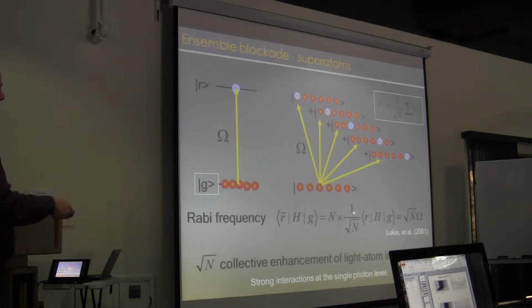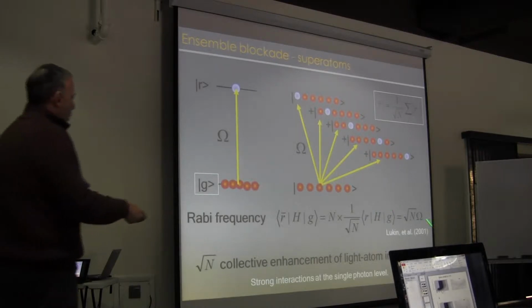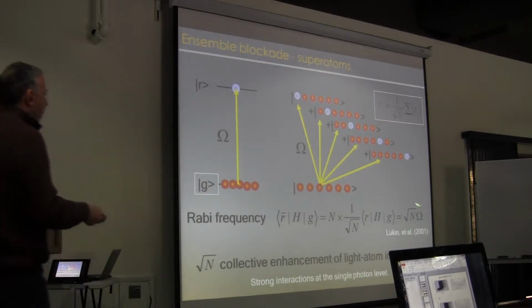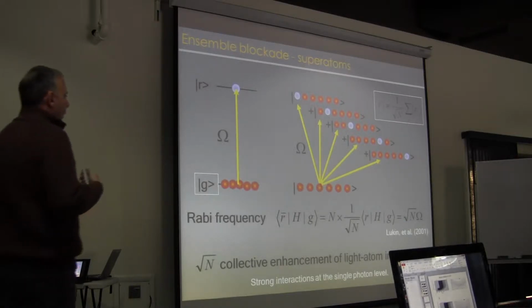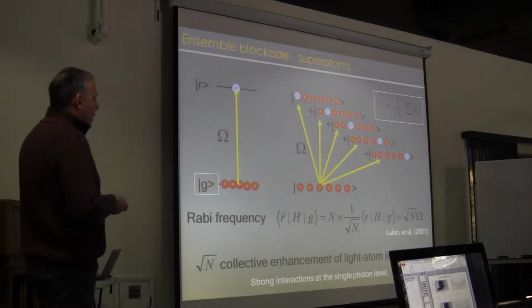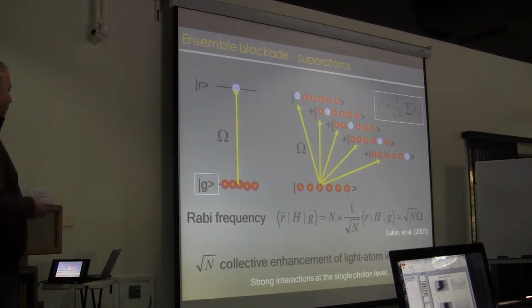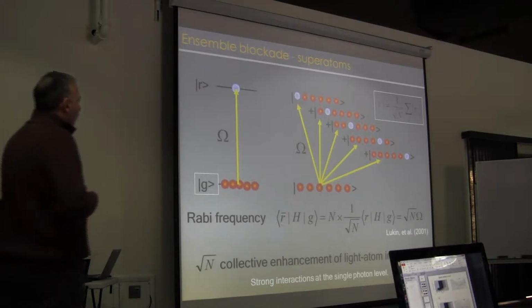We have to take this factor and multiply by n, and I get this root n speedup, as was pointed out in this very well-known work from Lukin and others in 2001. So the light-atom coupling is enhanced by a factor of the square root of the number of atoms. It's a collective enhancement of the light-atom interaction. And as we'll hear more about this week, this is crucial for getting very strong interactions at the single photon level.